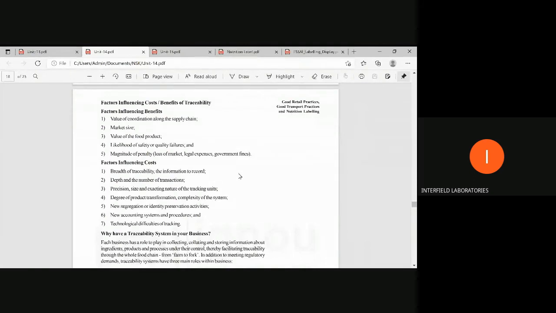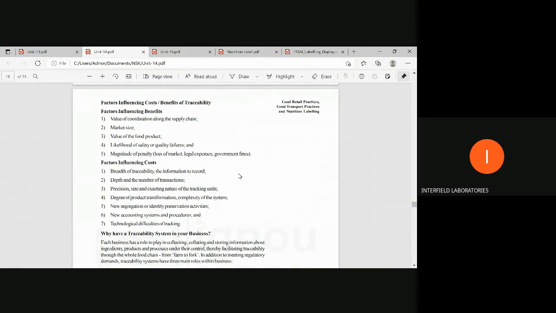The factors influencing the benefits of a traceability system are value of coordination along the supply chain, market size, value of the food product, likelihood of safety or quality failures, and magnitude of penalty. Usually the traceability system is beneficial when there is a safety or quality failure and there is a need for withdrawing or recalling a product. If we can trace back or trace forward the product, we can recall that product easily. So for that, a traceability system must be in place.